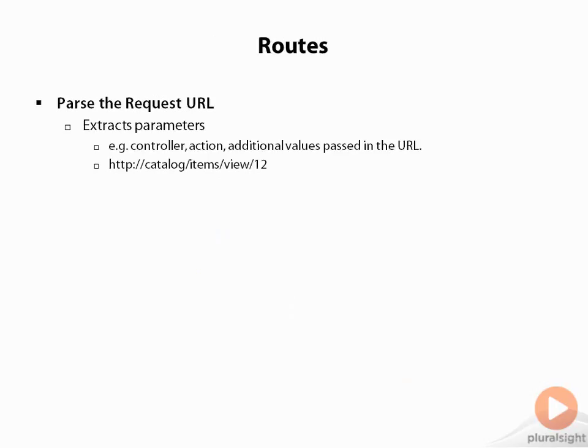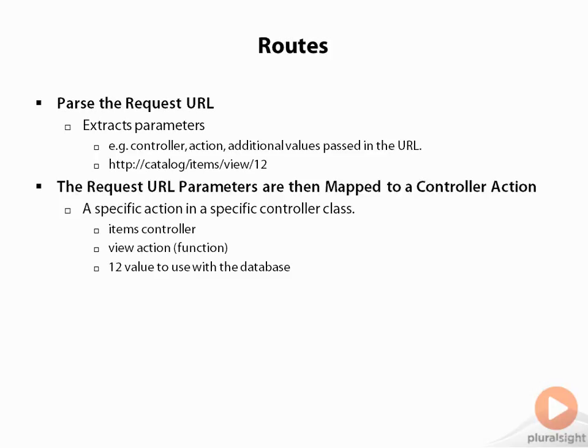Here is an example of a typical CakePHP request: catalog/items/view/12. The request URL parameters are then mapped into a specific controller and a controller action. For example, the items maps to the items controller. The view maps to the action, or function, in that particular items controller. The 12 is an added parameter, which will be used to retrieve data from the table for that specific item with that specific ID of 12.